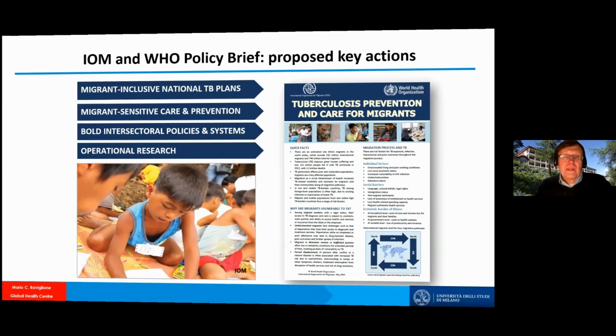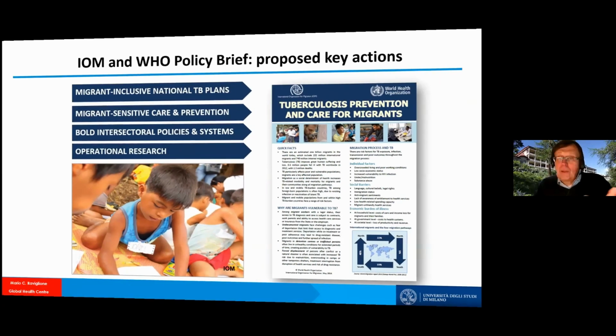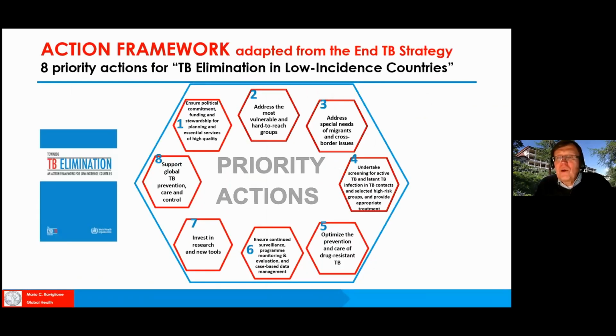And then we were not happy enough, and so Knut Lönnroth actually was the coordinator of this work that we did immediately after the resolution on the new strategy, the priority actions for low incidence countries. And what you see there is this: number 3, address special needs of migrants and cross-border issues, and number 4, undertake active screening for both disease and infection.